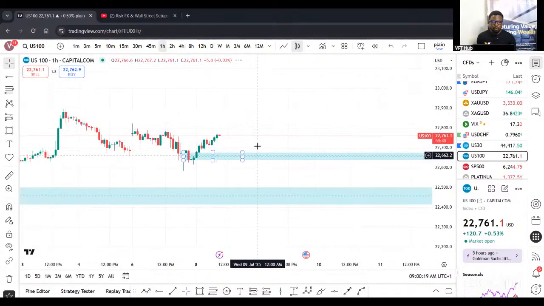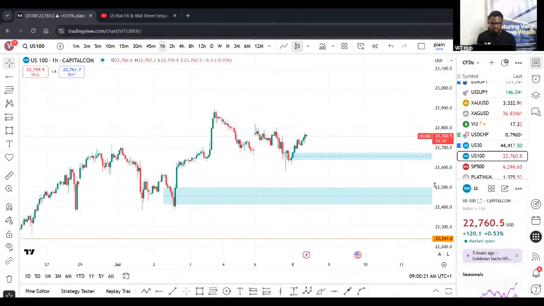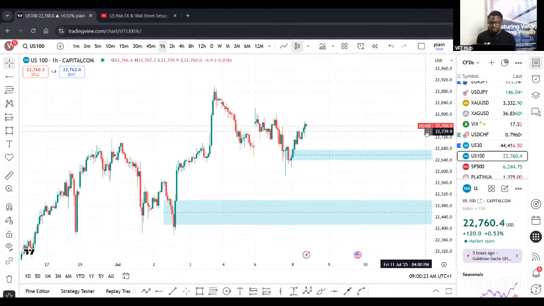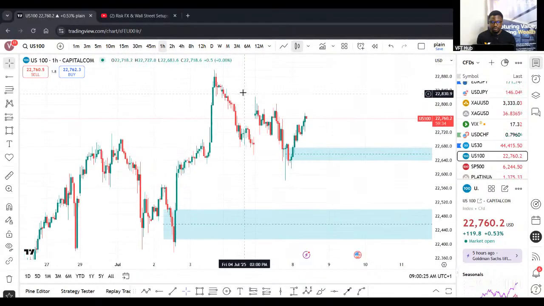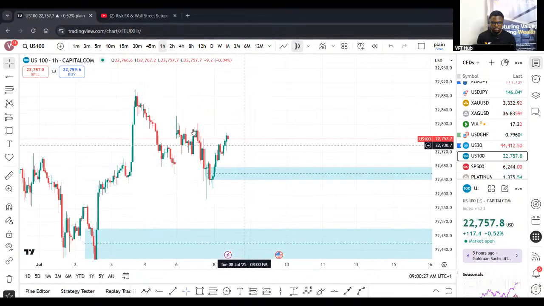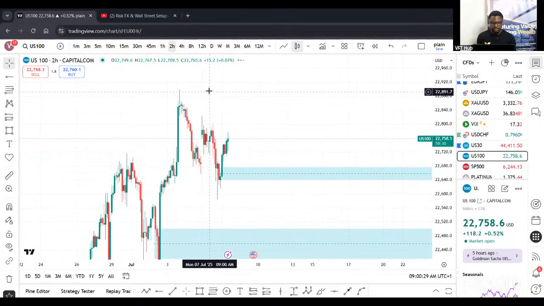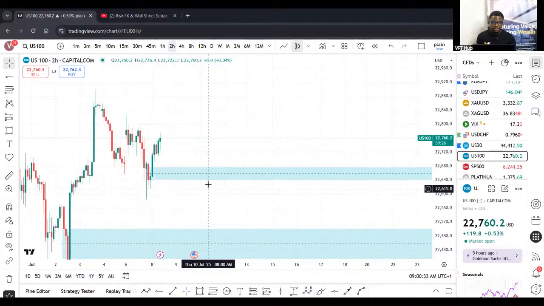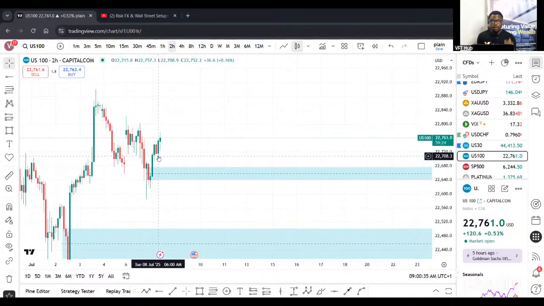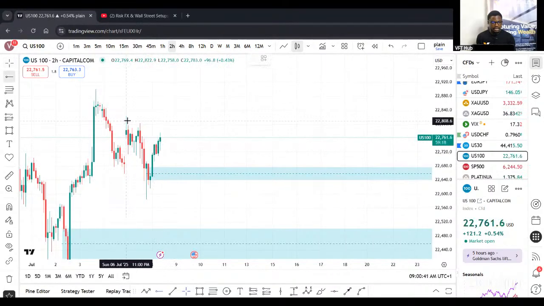Let's go to the 1-hour time frame. Oh, on the 1 hour, this is not looking good at all. And look at the 2-hour time frame. Still not looking really good. What will give us that sense of a trade idea will be price breaking this level eventually.